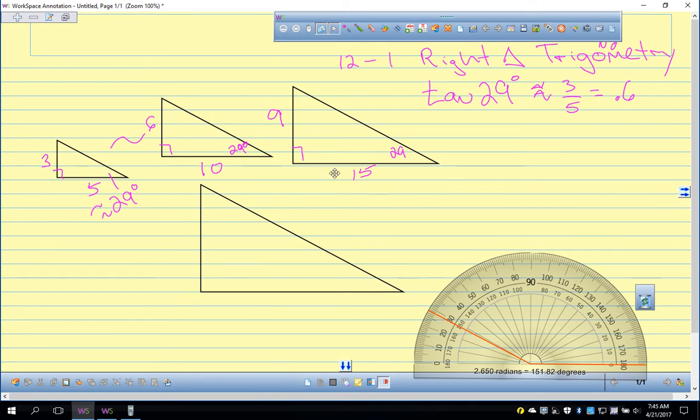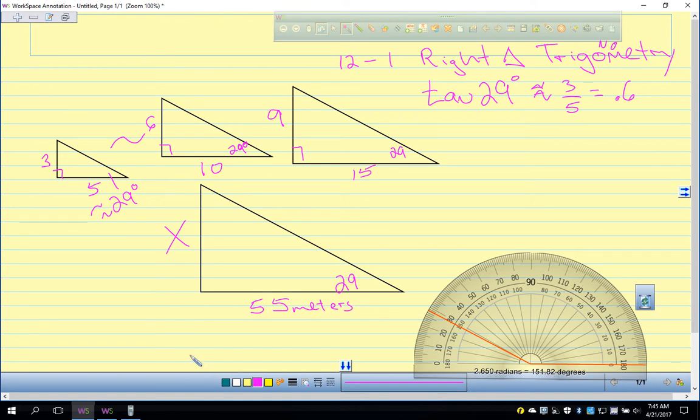I remember doing that. But what's nice about that, say you know that this angle is 29 degrees, and you know that this side is like 55 meters or something like that, and I want to find out what this side is over here, x. How could I do that? How could I set up an equation to find that side x?